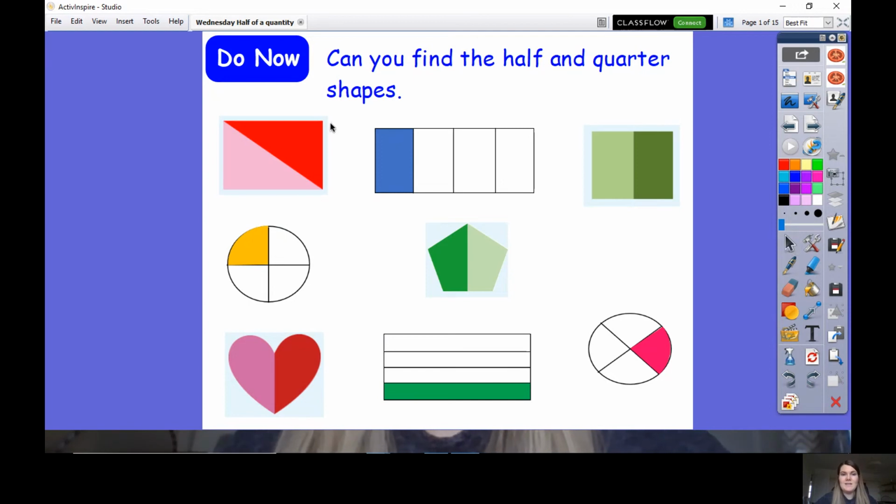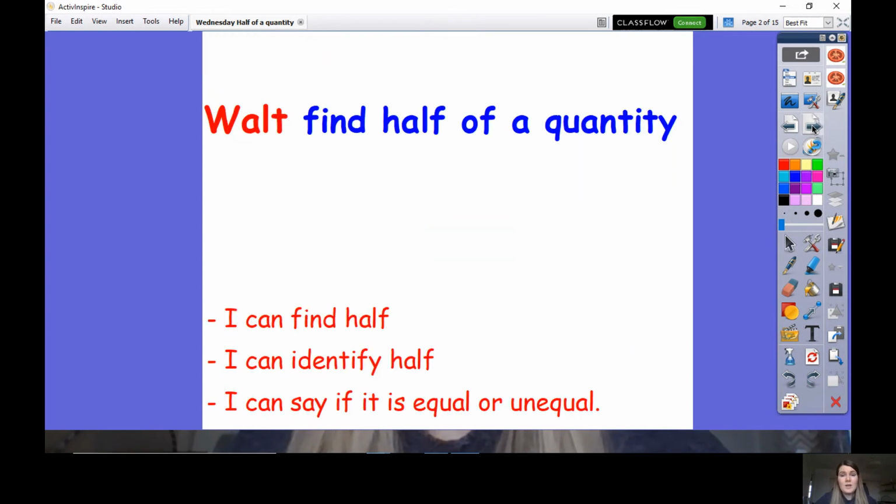Fantastic. Okay, let's do it at the same time. This is half. Very good. This is quarter. Well done. How do we know this one's quarter? Because it's 1 part shaded of a 4-part shape. Well done. This one is half. This one, quarter. This one, quarter. This one's half. The heart is half. Quarter. Well done. You remembered that 2 parts make a whole for half and 4 parts make a whole for quarter. Fantastic work.